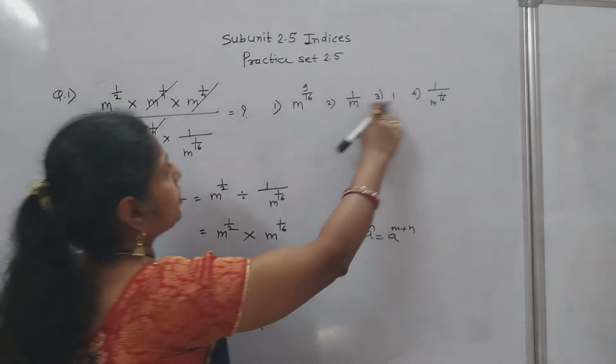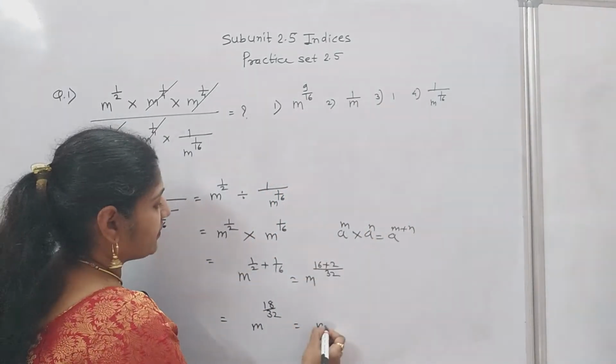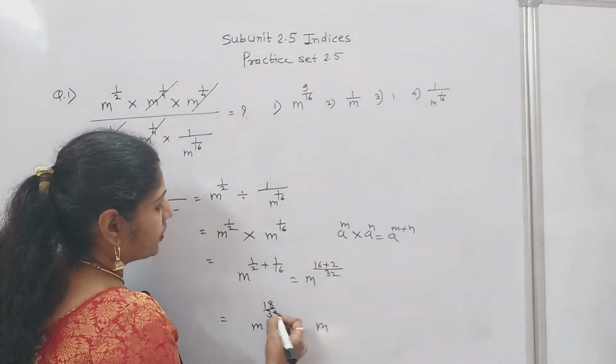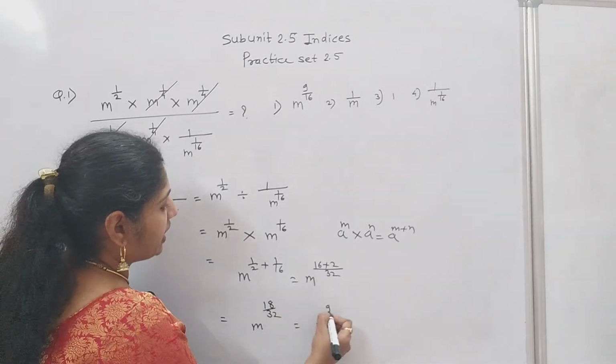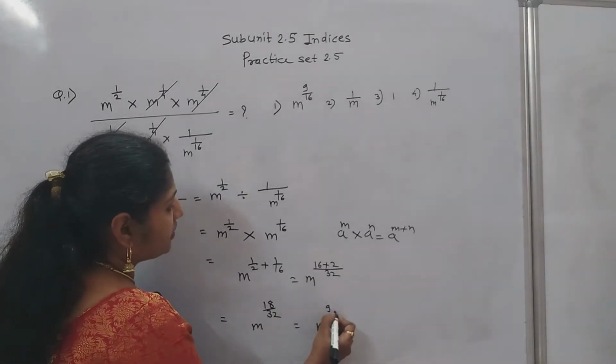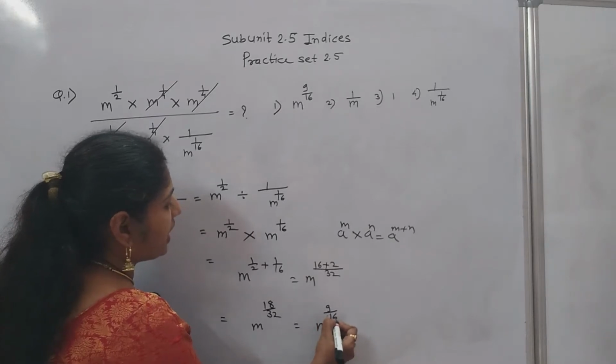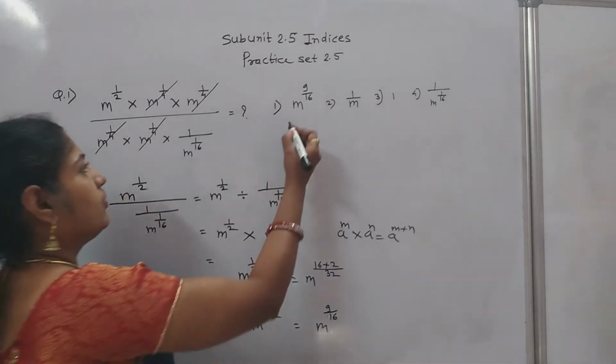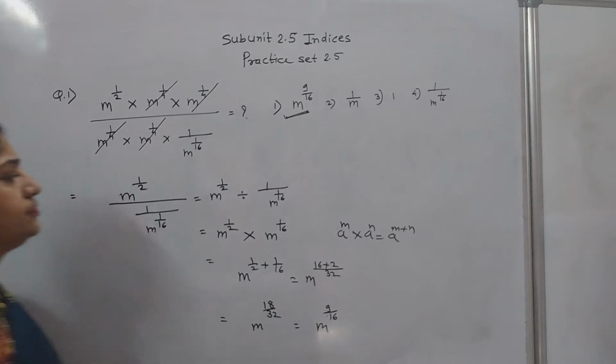So the option is not here. Simplify it. Divide by 2. 18 divided by 2 is 9. 32 divided by 2 is 16. So 9 upon 16. Option number 1 is the answer.